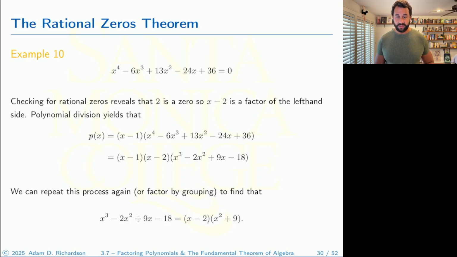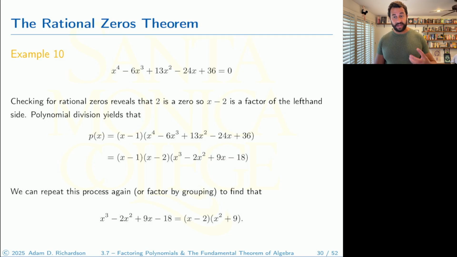So repeating that process, which I'm going to skip, checking x equals plus or minus 1, plus or minus 2, plus or minus 3, plus or minus 4, reveals that 2 is actually a 0 of this polynomial here. And because 2 is a 0, that means x minus 2 is a factor. Run through the division algorithm again, and we can rewrite this degree 4 polynomial as x minus 2 times this degree 3 polynomial. And now we repeat the process.